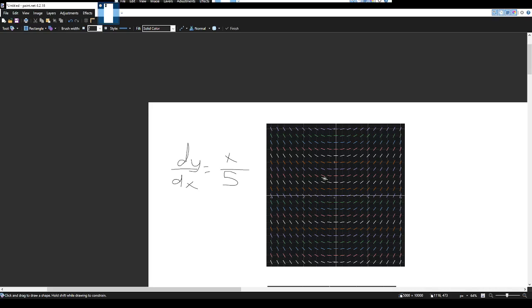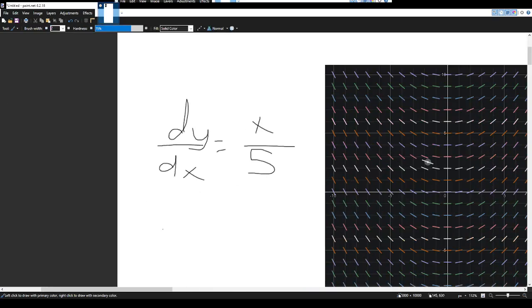A differential equation is basically any sort of equation that has a function and the derivative of that function in it. So look at something like this, right? dy/dx equals x over 5. So we're basically saying the derivative of y, the change in slope of y, equals x over 5. So we could also write this as, oh, I'm in the wrong color, y prime equals x over 5.